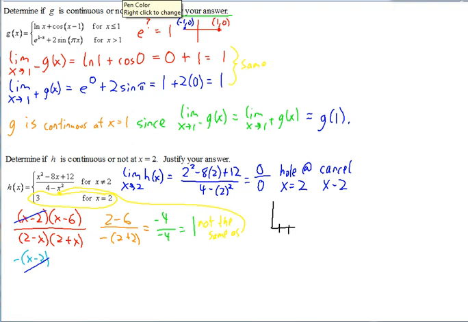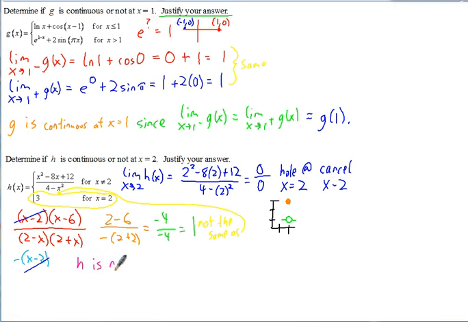From both sides, from the left and the right, it's approaching 1. The hole is there. But the point right here, at 2, does not fill it in because it's up here at 3. So because it doesn't fill in the hole, it's not continuous. If this had been 1 right here, or if this had been 3 and they'd been equal, then it would be continuous. But here it's not.